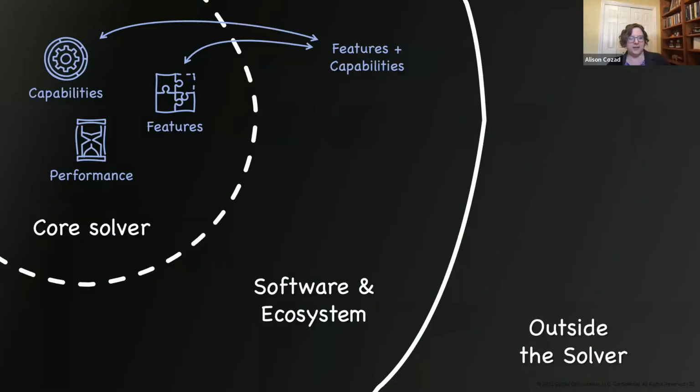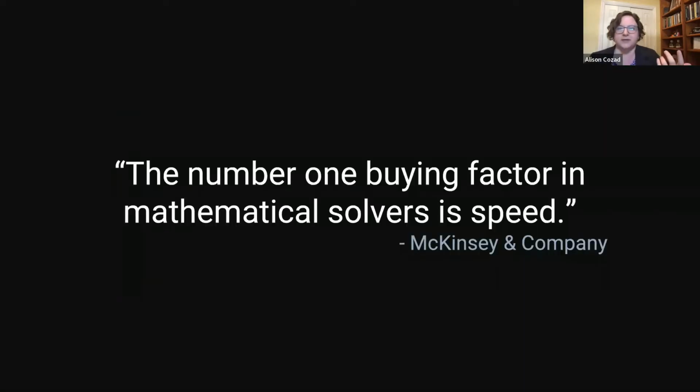All right, so we've talked a bit about capabilities and features that span the core solver to the software and ecosystem. Next up, we're going to look at performance. And this is a bit burying the lead. We talked a lot about capabilities and features, but really the number one buying factor in mathematical solvers is speed.